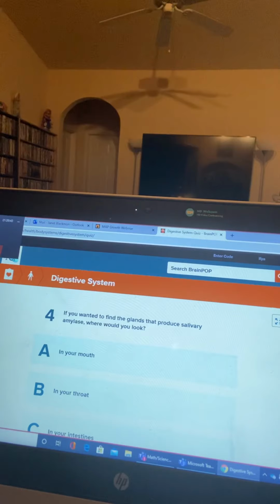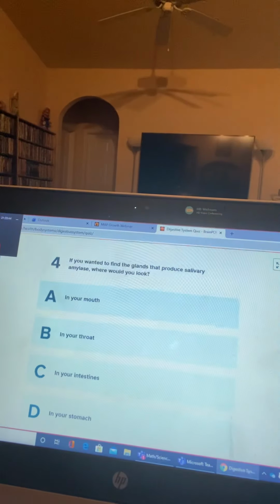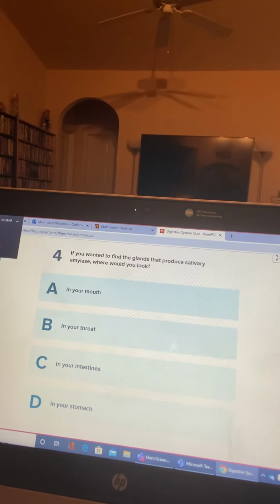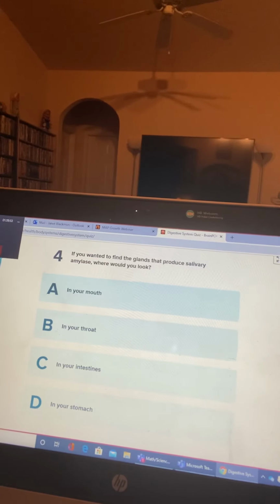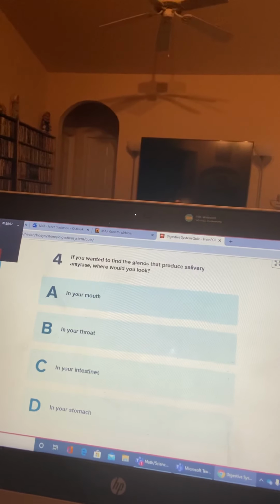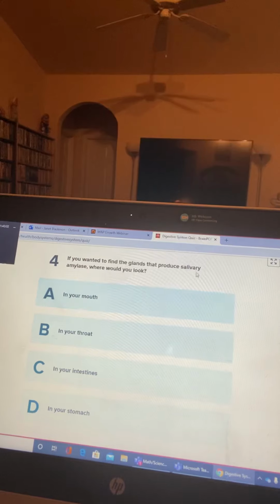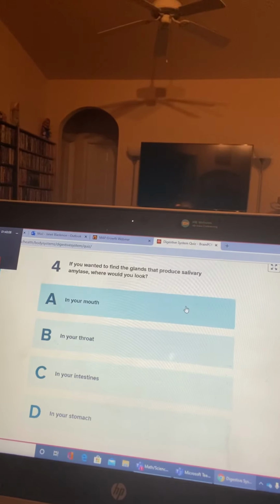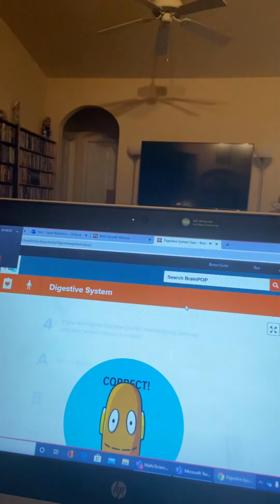Number 4, if you wanted to find the glands that produce salivary amylase, where would you look? In your mouth, in your throat, in your intestines, or in your stomach? Salivary should give you a clue of where you're going to look for these glands. The answer is in your mouth, A.